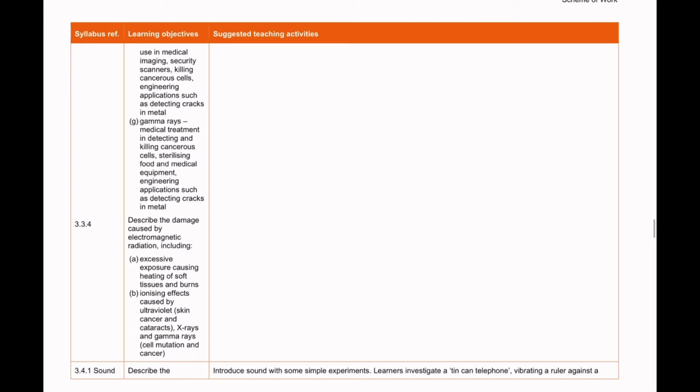Describe the damage caused by electromagnetic radiations, including: A. Excessive exposure causing heating of soft tissues and burns. B. Ionizing effects caused by ultraviolet, leading to skin cancer and cataracts. X-rays and gamma rays cause cell mutation and cancer.